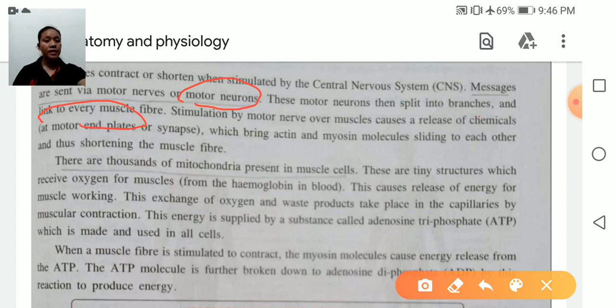A stimulation by the motor nerves over the muscle causes release of chemicals at the synapse, the end plate. In the end plate, it releases the chemicals which bring actin and myosin molecules sliding over each other, thus shortening the muscle fibers. When the actin and myosin filaments slide over each other, there will be shortening of the muscle. And when the actin and myosin filaments do not slide, there will be lengthening of the muscle.